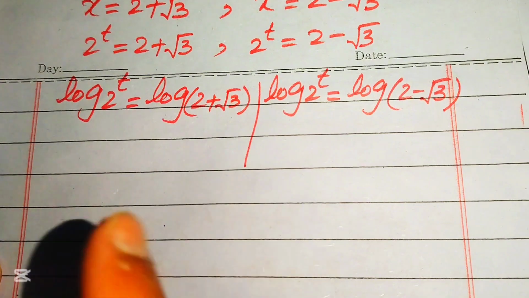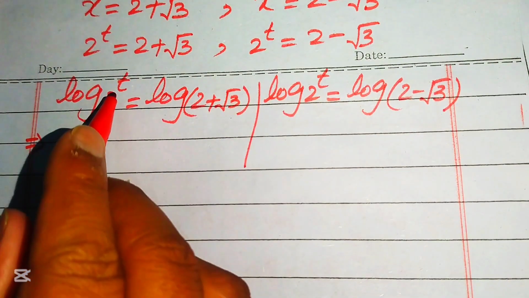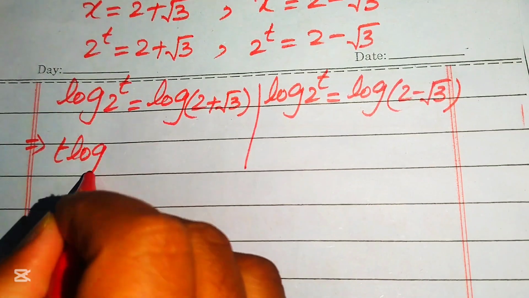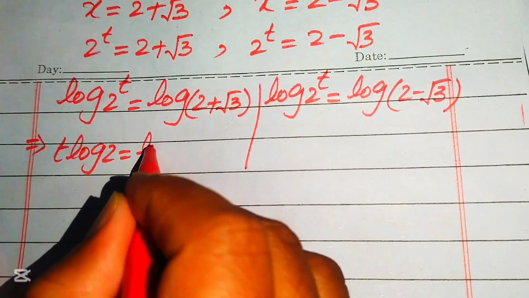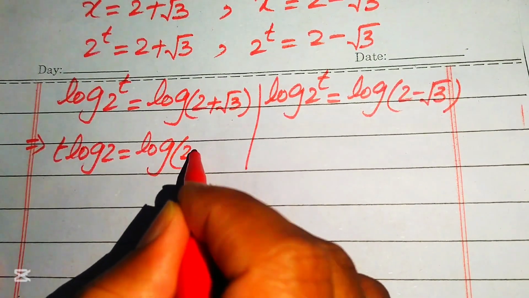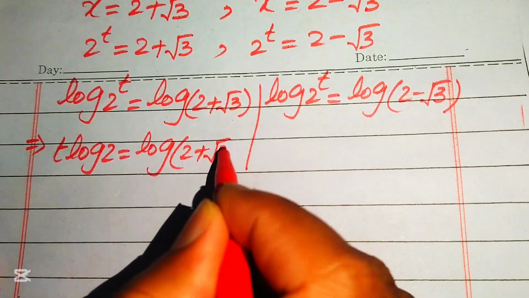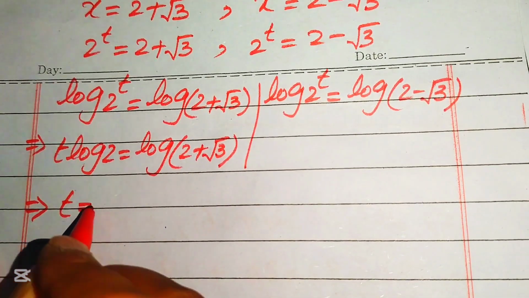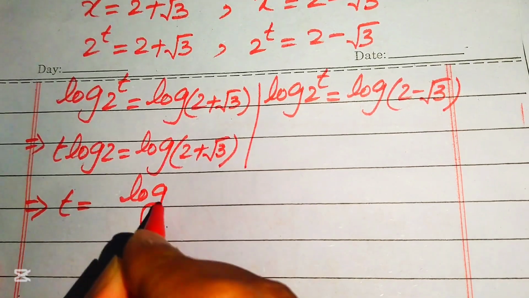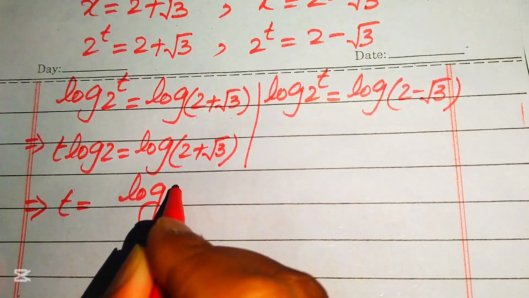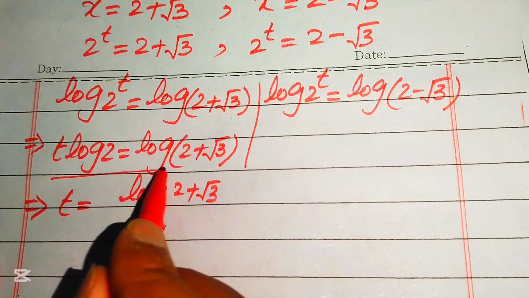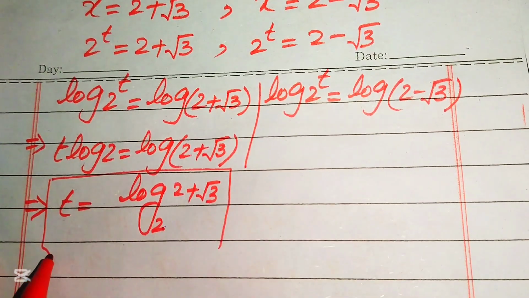Further, we move this t in front of the log, it will be written as t times log 2 equals log of 2 plus square root of 3. So we move this log 2 to the right hand side, and we get t equals log of 2 plus square root of 3 with base 2. So this is our first value of t in this problem.